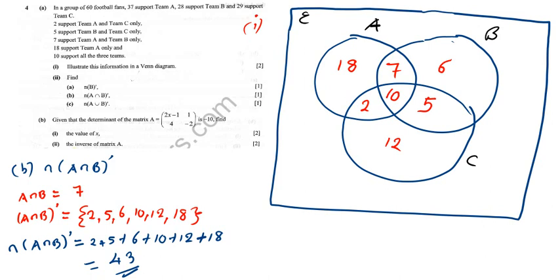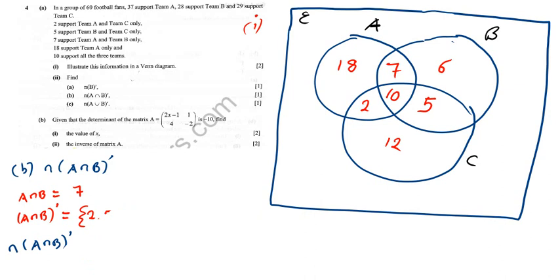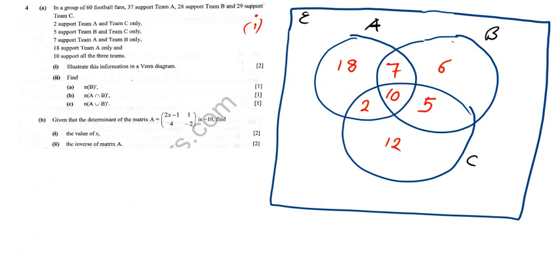We go to part C. Solving part C, we wanted to find the number of A union B complement. The first thing, let's find what is in the bracket. We find A union B. Finding A union B, union means you are combining. You combine what is in A and B.